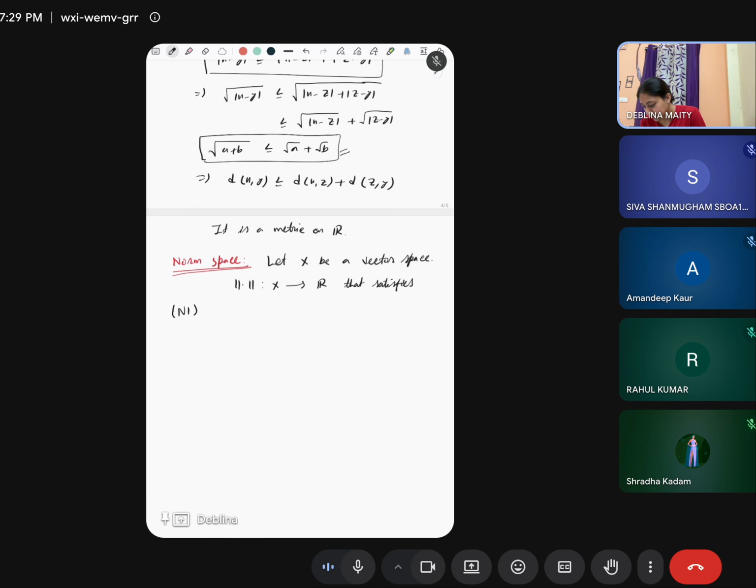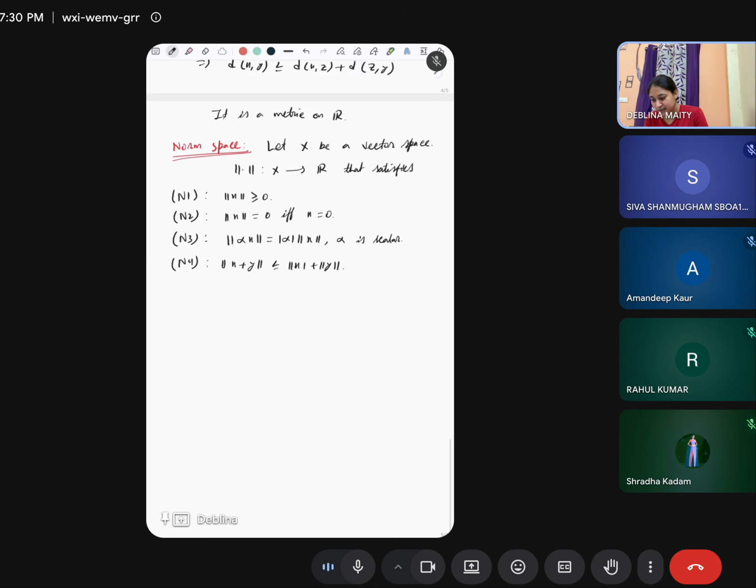some properties. The first one is that the norm is greater than or equal to 0. This is the positivity condition. The second one, similar to the metric, is norm of X is 0 if and only if X is 0. The third one is norm of alpha X is mod alpha into norm X, where alpha is a scalar. And the fourth one is the triangular inequality property: norm of X plus Y is less than or equal to norm X plus norm Y, right? So if this function norm satisfies these four conditions, then we say that X with this norm is a norm space, right?